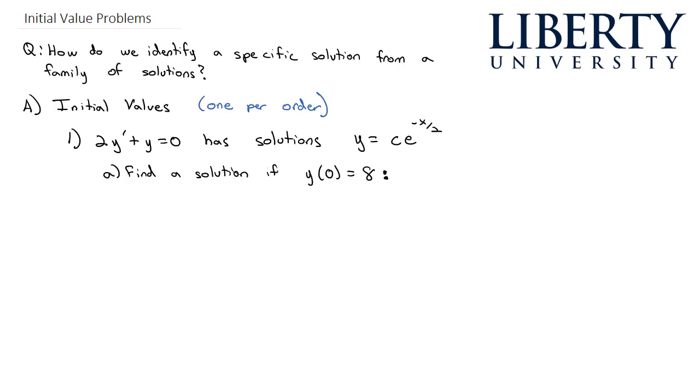We're talking about the solution here, not the problem. So focusing on the solution, y is equal to 8 when x is equal to 0. So we'll plug a 0 in for x and an 8 in for the y. And when we simplify this, e to the 0 power is 1. So we have c times 1, and so we know our constant is equal to 8. Therefore, our specific solution that has an initial value of (0, 8) is y equals our constant, 8, e to the negative x over 2.